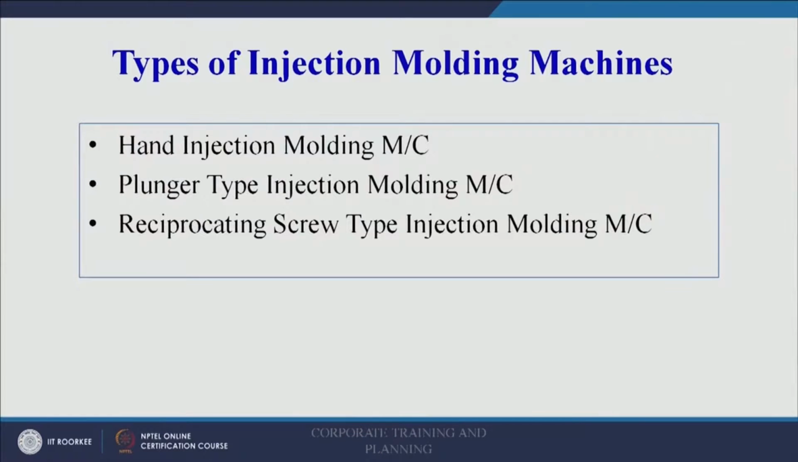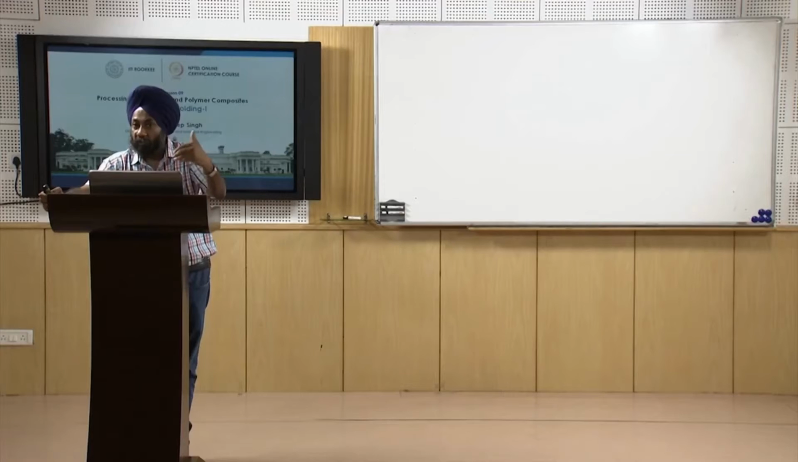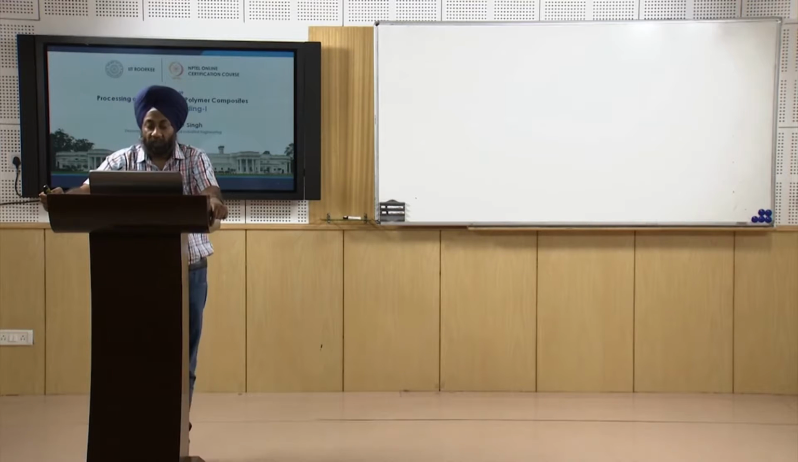So basically 3 types of machines are in use. First one is the hand injection, then the plunger type injection molding, and finally the reciprocating screw type injection molding. And no need to get confused in this, we will try to understand it with the help of a diagram also. Here you have a hand injection molding machine.